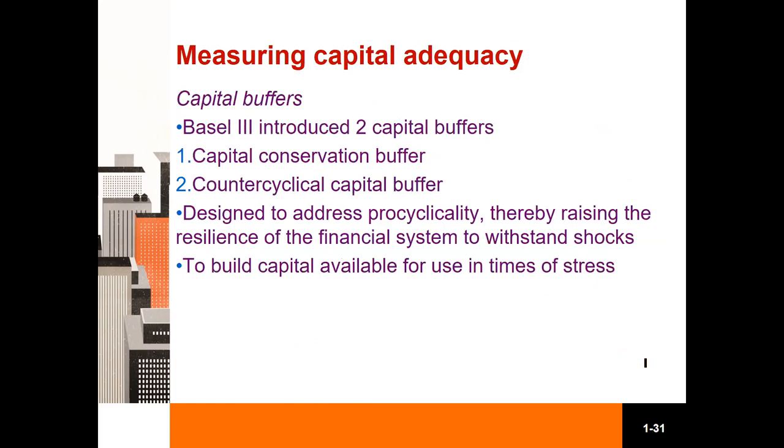Now we are going to discuss two capital buffers. In addition to a new definition of capital, changes to the capital adequacy ratios and inclusion of a leverage ratio within the framework of Pillar 1, Basel III introduced two capital buffers, a capital conservation buffer and a countercyclical capital buffer. The capital buffers are designed to address procyclicality, thereby raising the resilience of the financial system to withstand shocks.